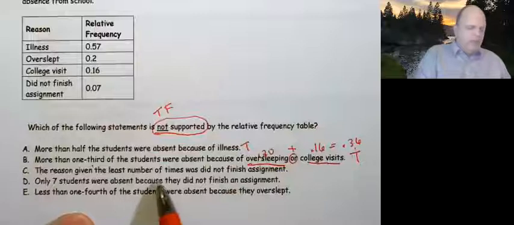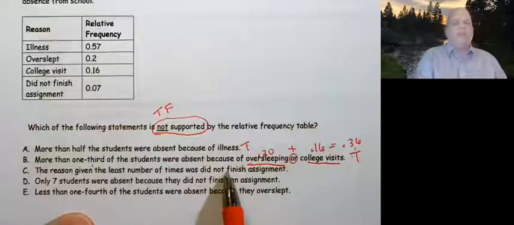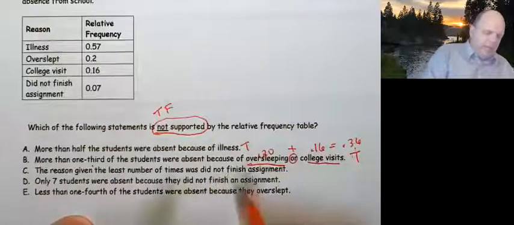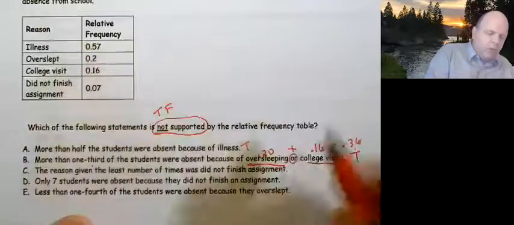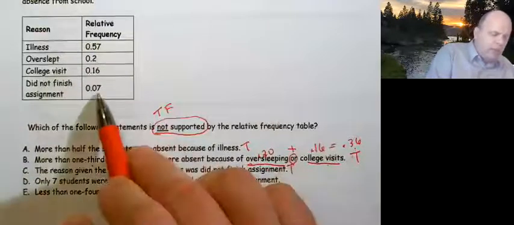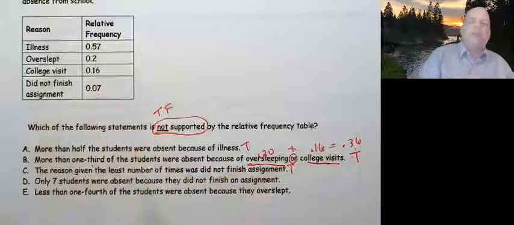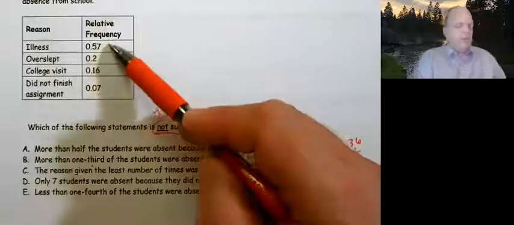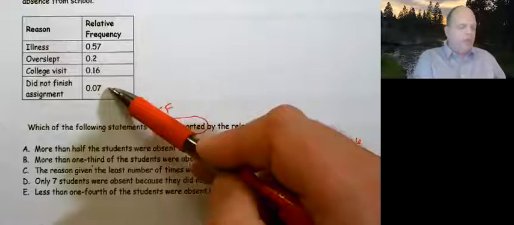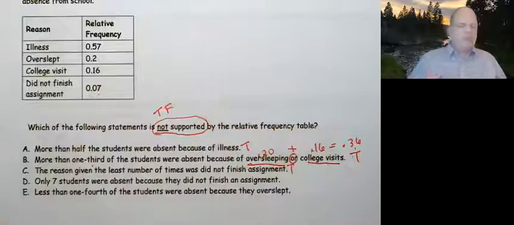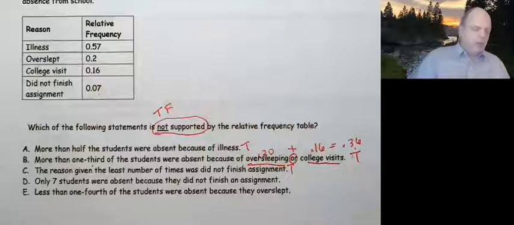The reason given the least number of times was not finish an assignment. Maybe. And since it was from the same group, we can say that that's true as well, because that is the least percentage. And since it's from the same sample, if we had a sample of 1,000, then we have 570, 200, 160, and we have 7. So basically, this is going to be true because it's all from the same sample.